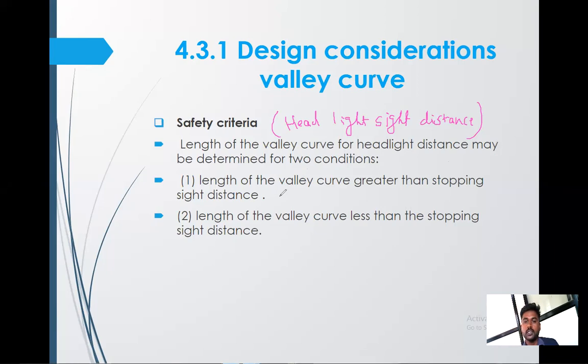Then there are two conditions in that. What is the first one? The first condition is length of valley curve greater than the stopping sight distance. Here we are only dealing with SSD. Length of valley curve greater than SSD. Second condition, L is less than SSD, that is length of valley curve less than stopping sight distance. Write down these two conditions.